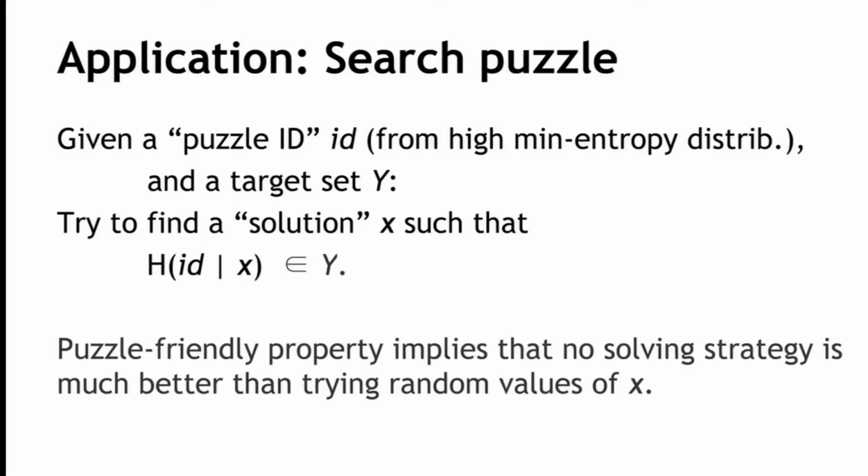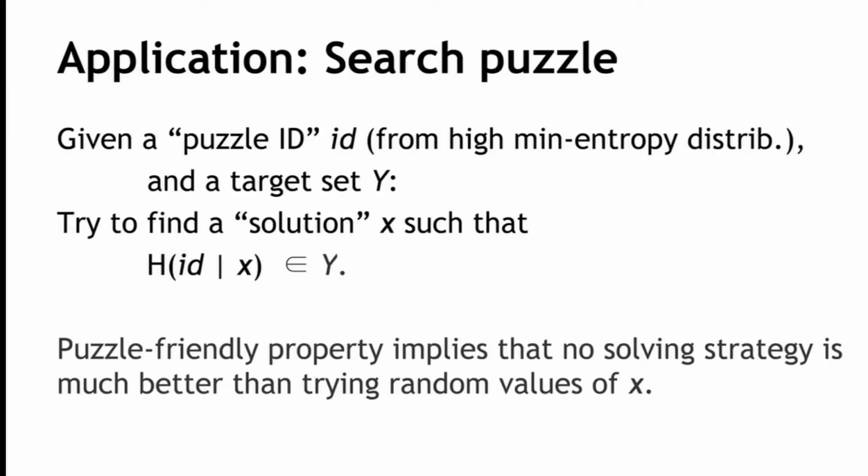And that means we're going to build a mathematical problem which requires searching a very large space in order to find the solution, and where there are no shortcuts, no way to find a good solution other than searching that large space. That's a search puzzle. To be more specific, we're given a puzzle ID, which is chosen from some high min-entropy distribution, that is some very spread out probability distribution, and we're given a target set y, which someone wants to make the hash function fall into. Then we want to find a solution x, so that if we hash the puzzle ID together with the solution x, we get a result that's in the set y.